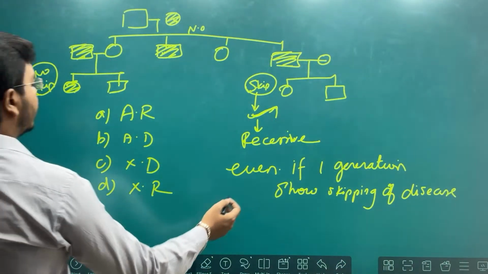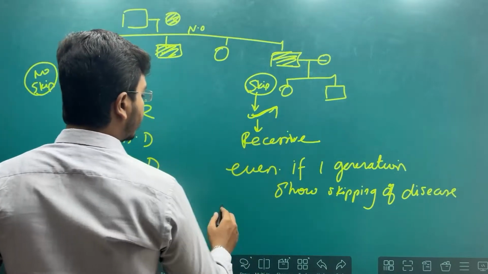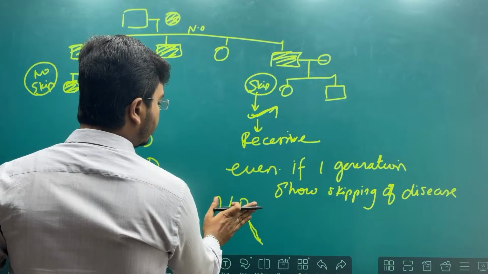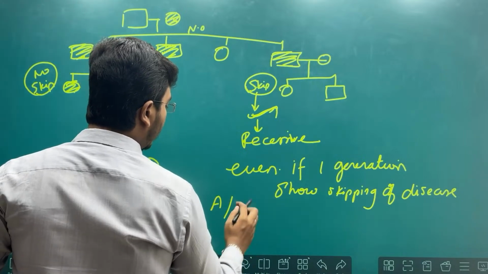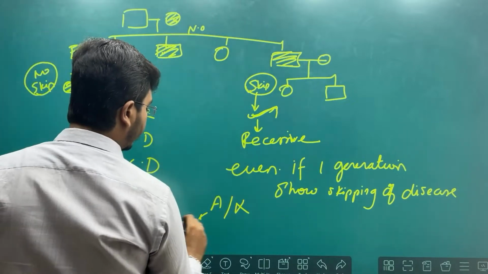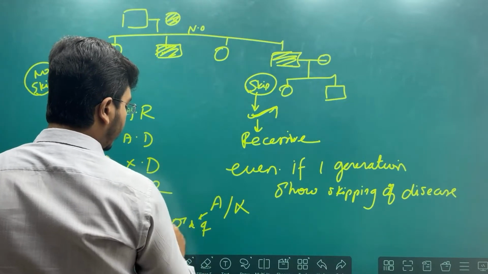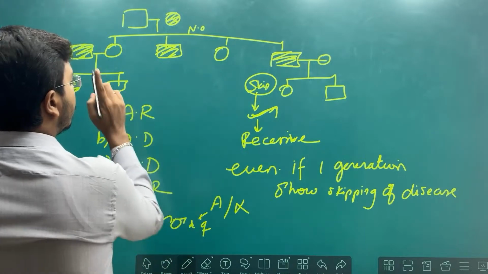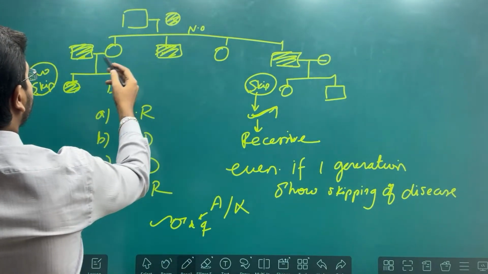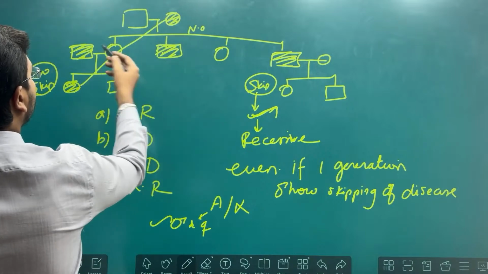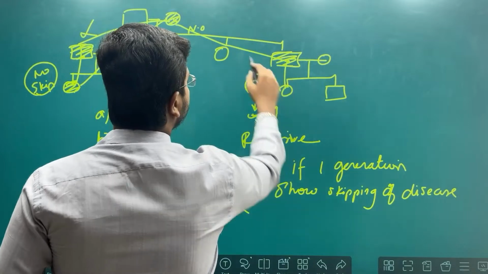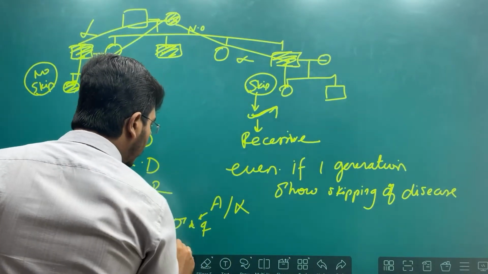Okay, what type of recessive? Now recessive is identified, so autosomal or X-linked. How can I say male and female both are affected? Male and female both are affected. I should not see a zigzag. For females, there is no zigzag. It could have come like this, but it has come like this. So this is not a zigzag. Look here, this is not a zigzag. So there is no zigzag.